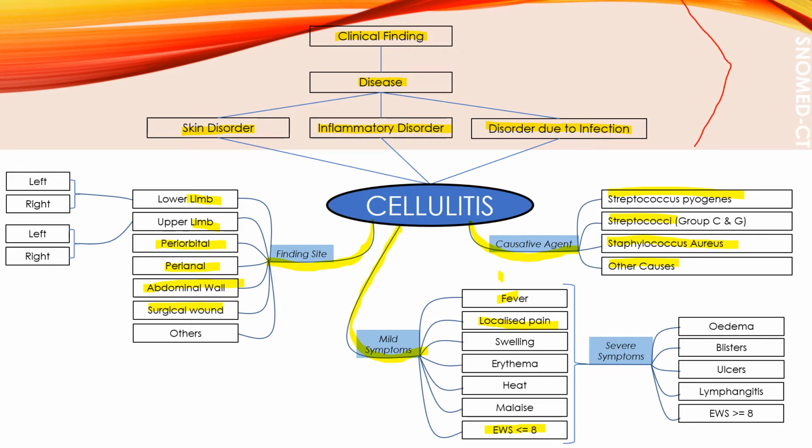And if these mild symptoms are left untreated or they're not responding to the medications given, they develop into severe symptoms. In this case, cellulitis symptoms will usually be edema, swelling, blisters, ulcers, lymphangitis, and an EWS of greater than or equal to 8. And that's when we usually call it a systemic involvement.